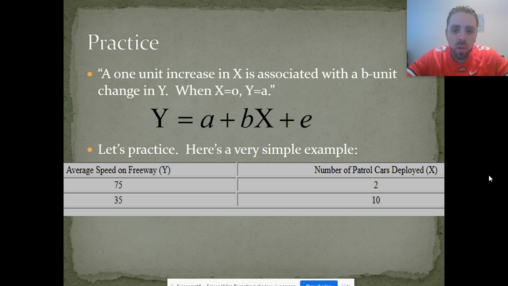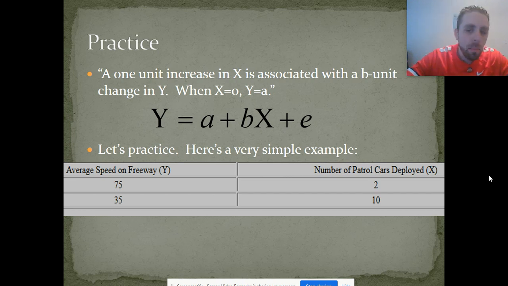X is going to refer to the number of patrol cars deployed on the freeway. Let's say I-94, I guess. And Y refers to the average speed of drivers on that freeway. Now, when X equals 2, that is to say, when I have 2 patrol cars deployed on the freeway, the average speed of drivers is 75 miles per hour.